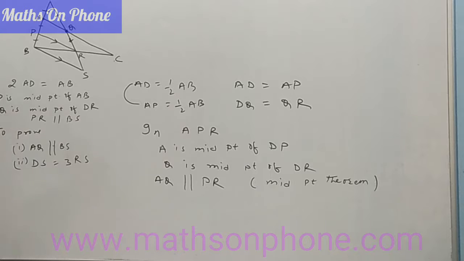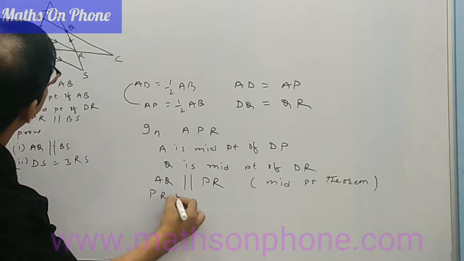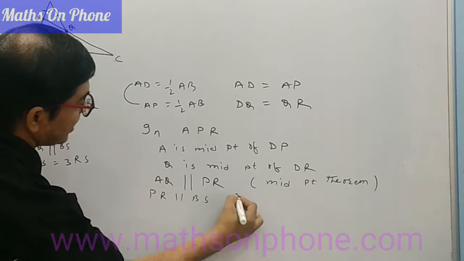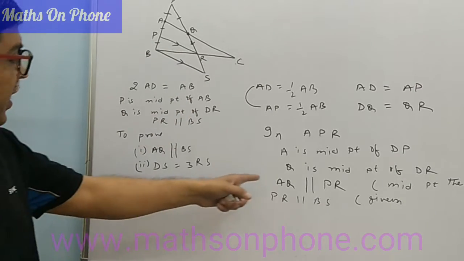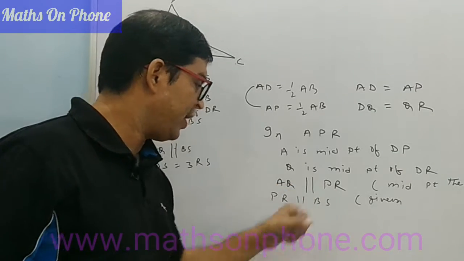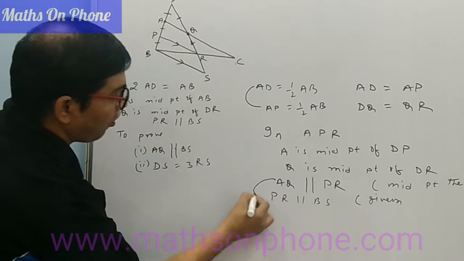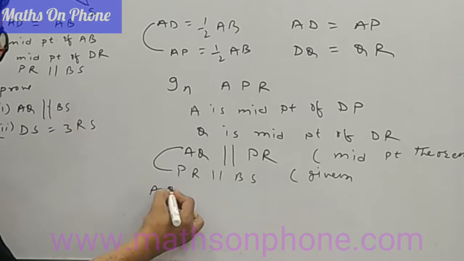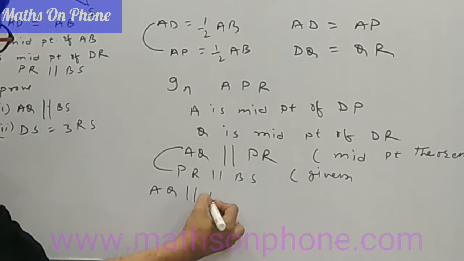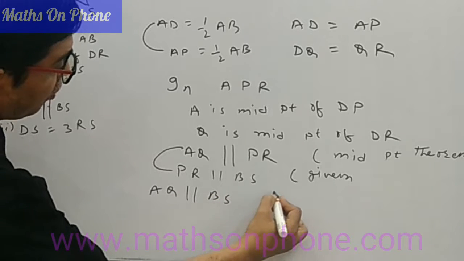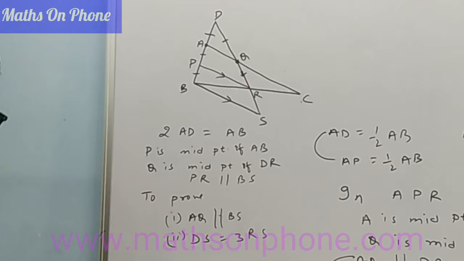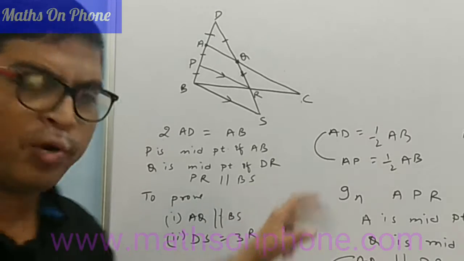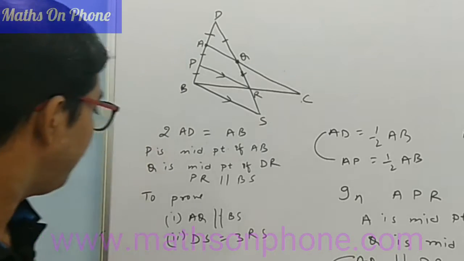But it's given that PR is parallel to BS, that is given. So what we can conclude is that AQ is parallel to PR and PR is parallel to BS, we can conclude from them that AQ is parallel to BS, and that we need to prove. So first thing is proved. Just proper application of the midpoint theorem, we got the things done.